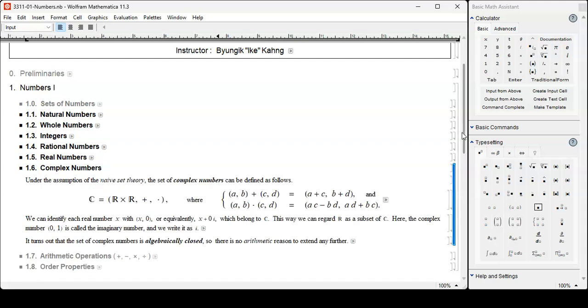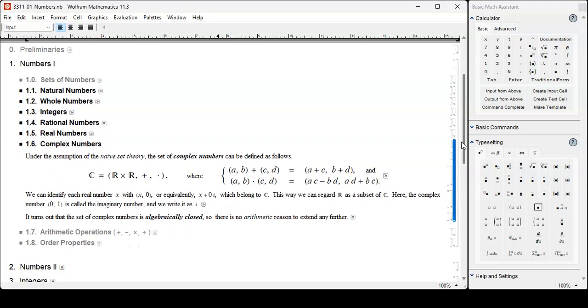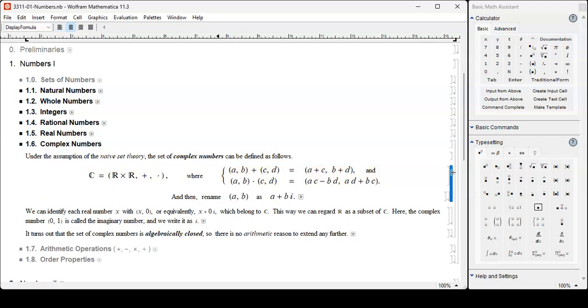And this one does not require an equivalence relation, as a matter of fact. Just take any pair of real numbers and define new algebraic operations, and that's it. You define addition like this, just add up the x-coordinate and y-coordinate. Multiplication is a little bit more clever, and then re-express a comma b as a plus bi.